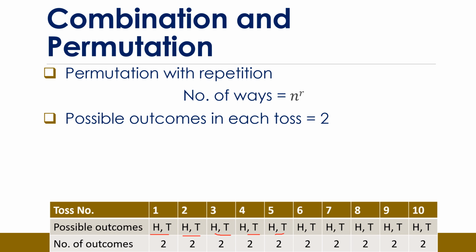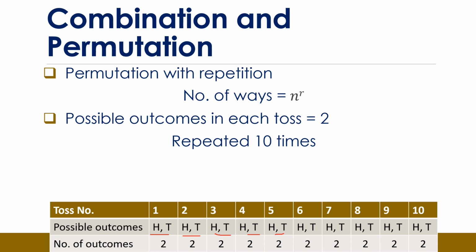Now, for each toss, we can get the same outcome. That means that we can get the same outcome in the first toss, second toss, up to the 10th toss. That is, we can have a head in the first toss, a head in the second toss, a head in the third toss, a head in the 4th toss, and so on, up to 10. So which means then we are repeating, each outcome has a possibility of being repeated 10 times.